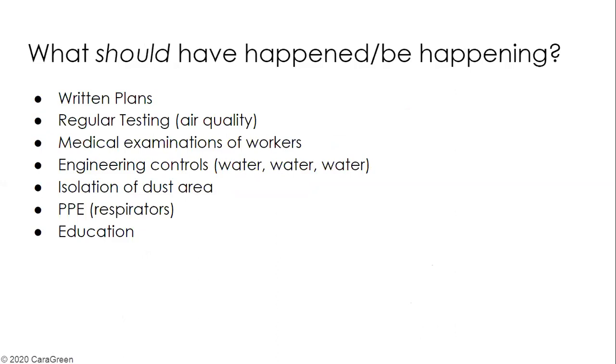What should have happened and what should be happening? There needs to be written plans, regular air quality testing, medical examinations of workers, and engineering controls. This is water, lots of water, and it has to be throughout. It can't be that you use a wet saw, but all the dust falls on the floor and then it gets swept up and becomes airborne the next day. It's monitoring for all those things.